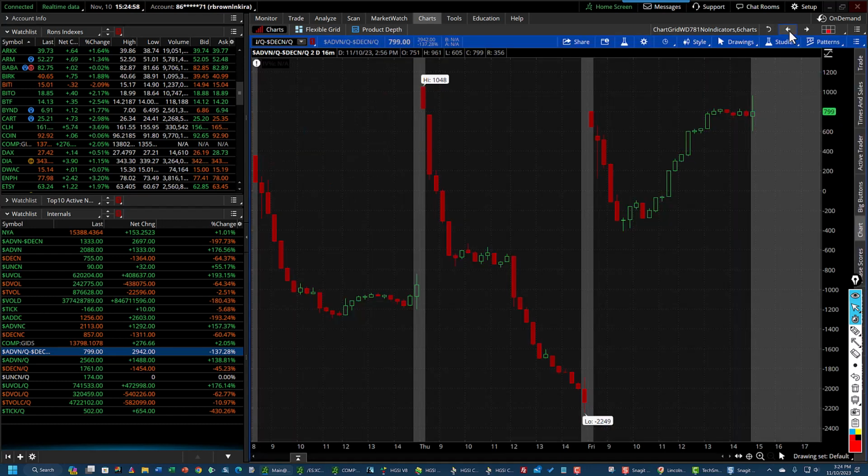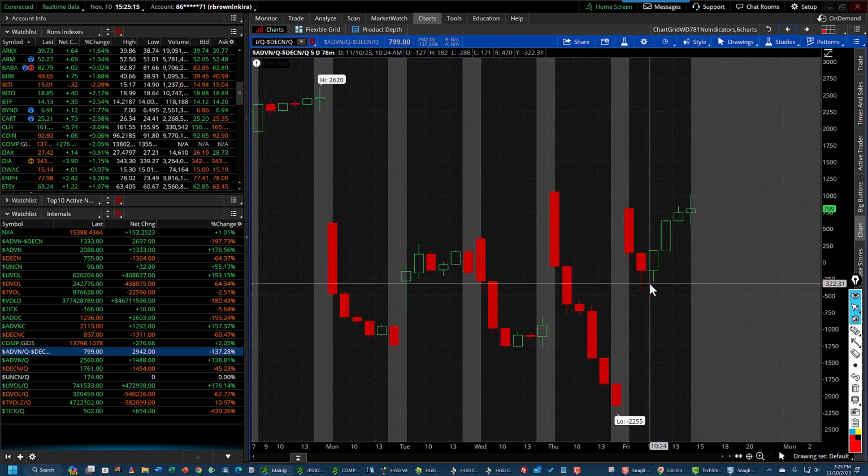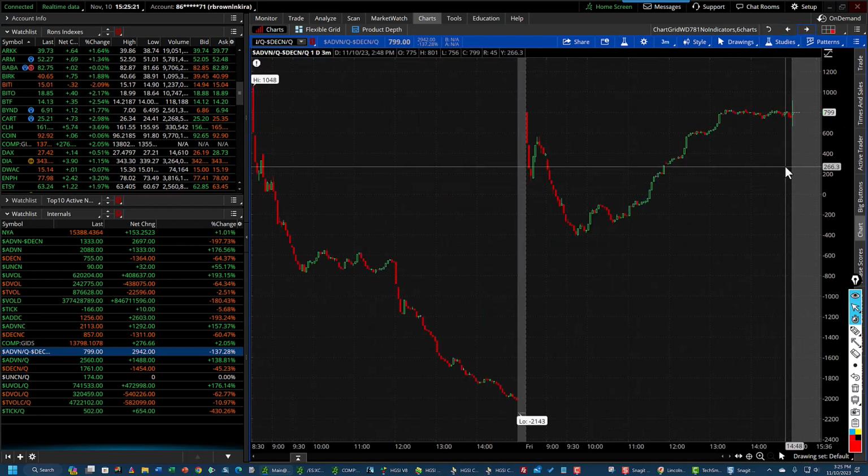That's a 3-minute chart. Here's the 16-minute chart. Just want a tighter view. This is yesterday. You can see that it closed very weak, but here was the gap up. And then here, I'm sorry, that was a 16-minute chart. I don't know if I said that correctly. This is a 78-minute chart. You can really see how it turns around. But the shorter term charts really capture the movement on advancing issues versus declining issues.